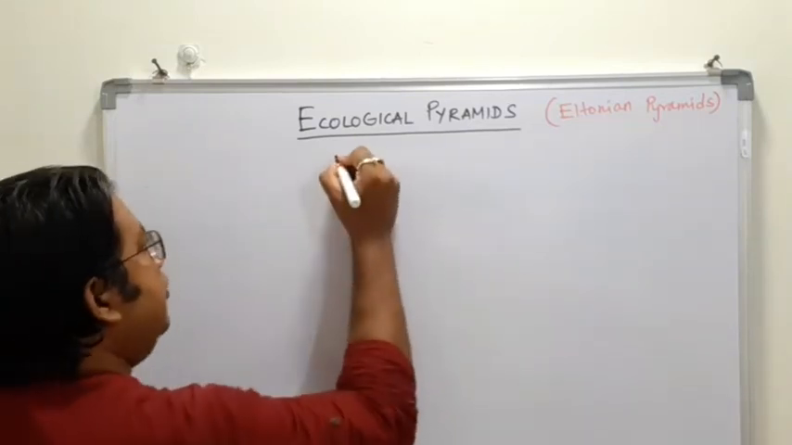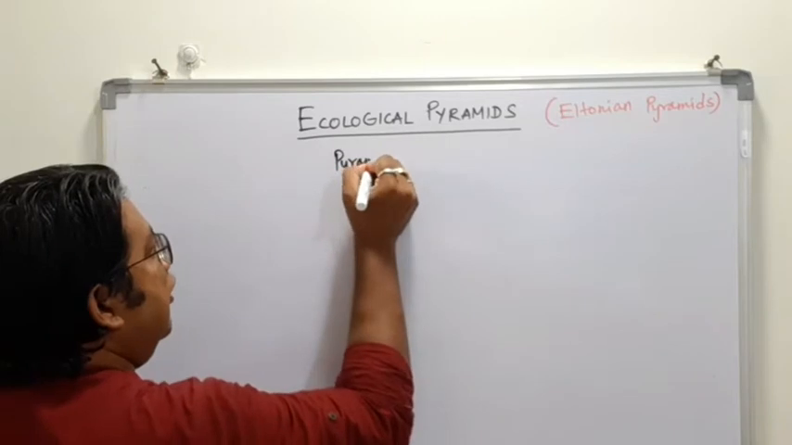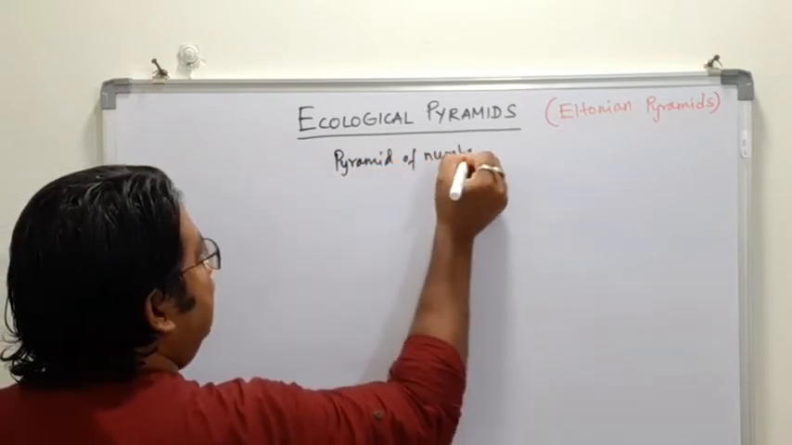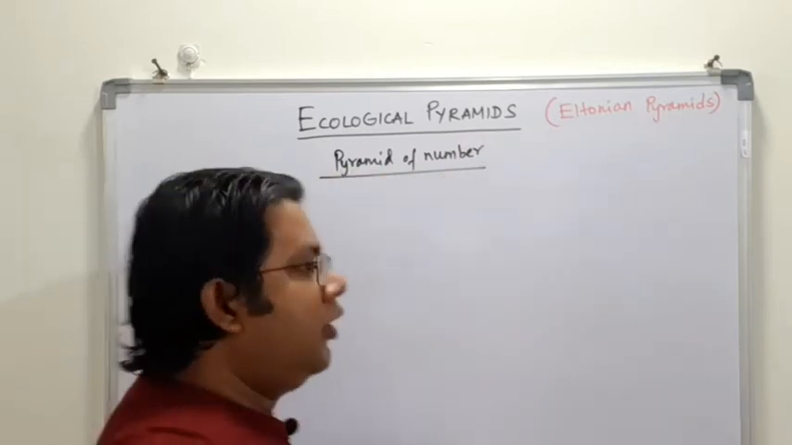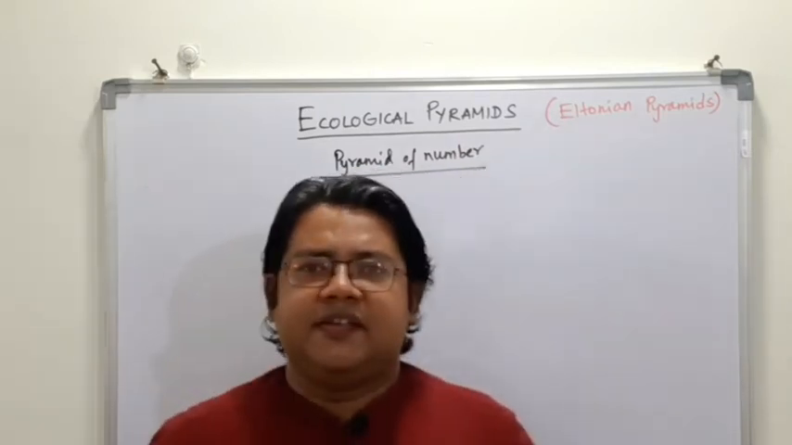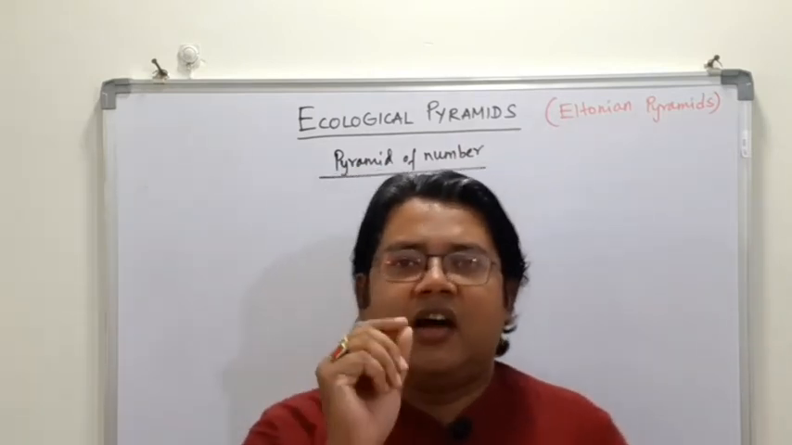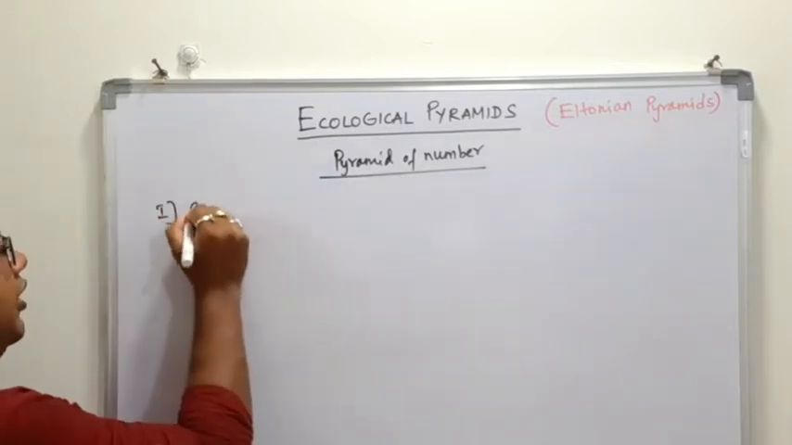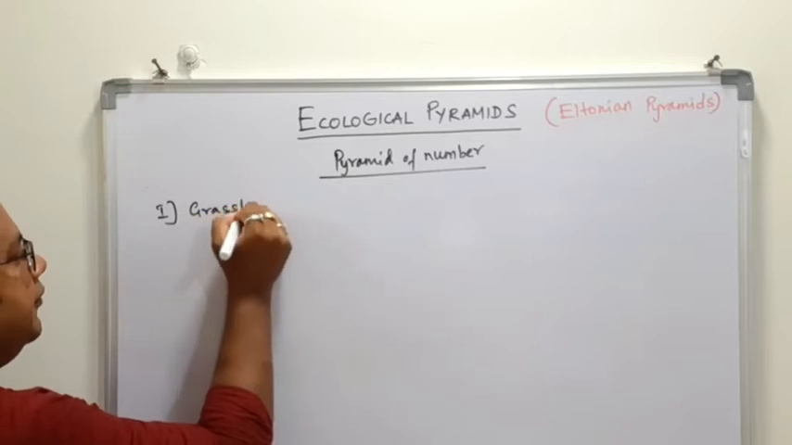So we are talking about pyramid of number. Now, let us consider an ecosystem. Let us consider a grassland ecosystem. I will consider a grassland ecosystem.